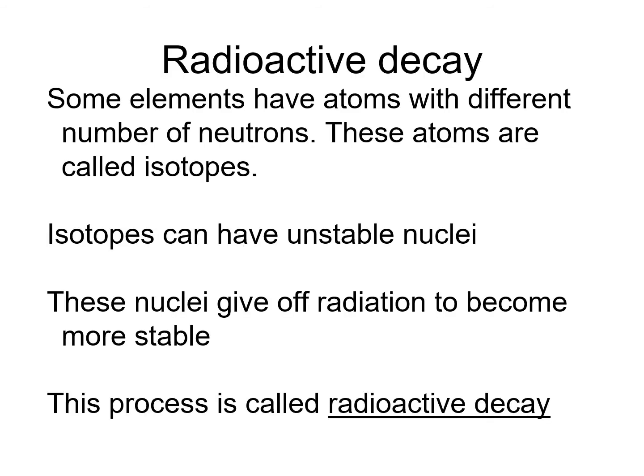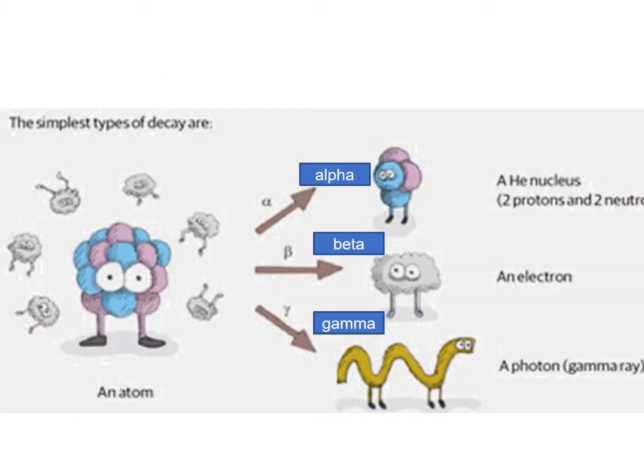Electron is released from the nucleus, and gamma radiation is when we get a gamma wave or a gamma ray, also known as a photon, released from the unstable nucleus. So that's the three types of radiation.